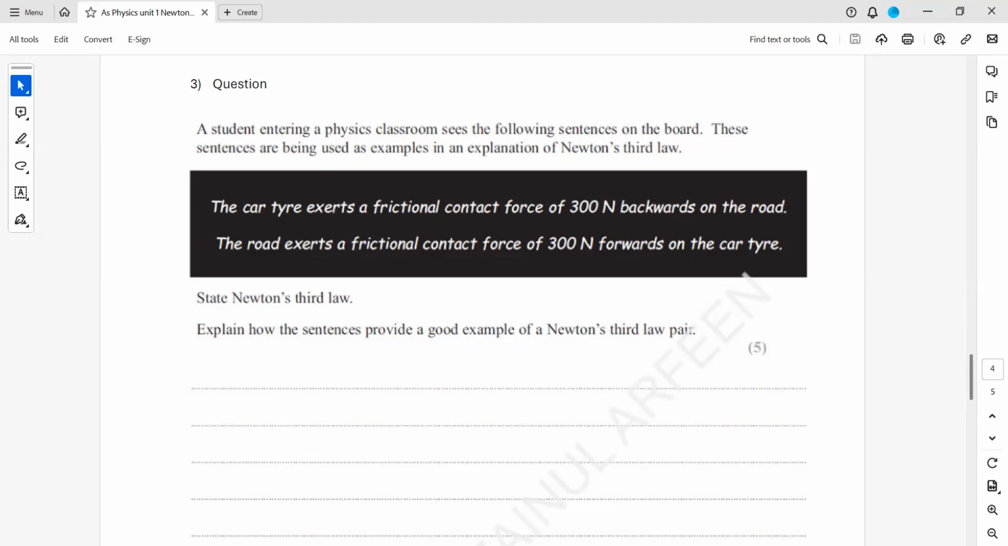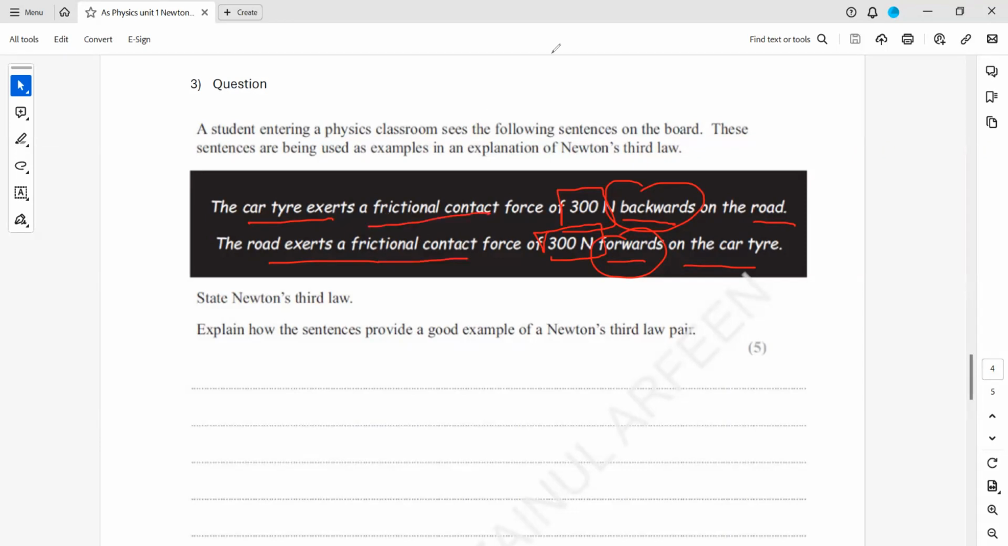And how this provides a best example of a Newton pair force, as you can see, the car exerts a friction force on the road, and the road exerts a friction force on the car. So they are acting on two different objects. Another one, acting in opposite direction. One is backward, another one is forward. Another one, 300 Newton is there, so same magnitude. Another one, they are the same type of force.